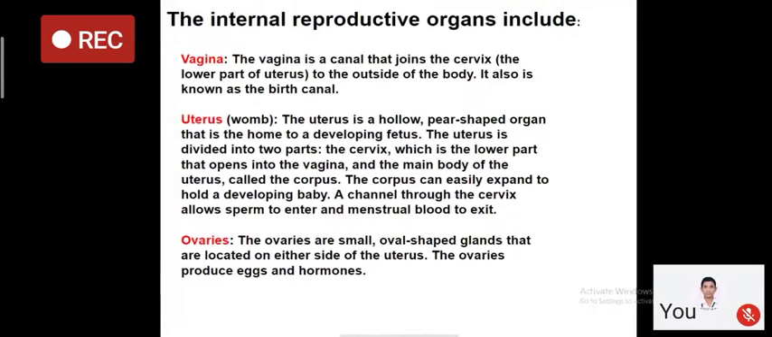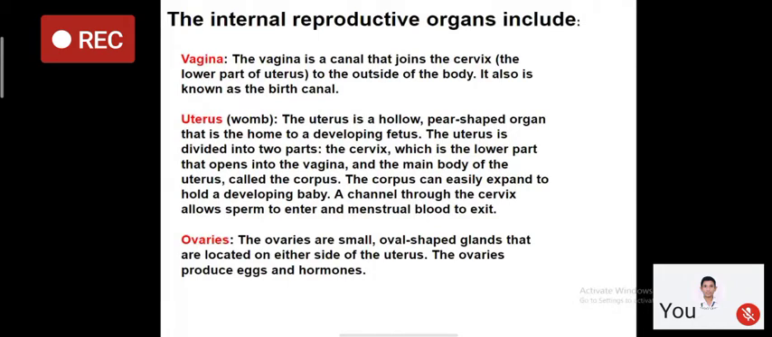So what is a uterus? The uterus is a hollow pear-shaped organ that is the home to the developing fetus. The uterus is divided into two parts: the cervix, which is the lower part that opens into the vagina, and the main body of the uterus called the corpus. The corpus can easily expand to hold a developing baby. A channel through the cervix allows sperm to enter and menstrual blood to exit.